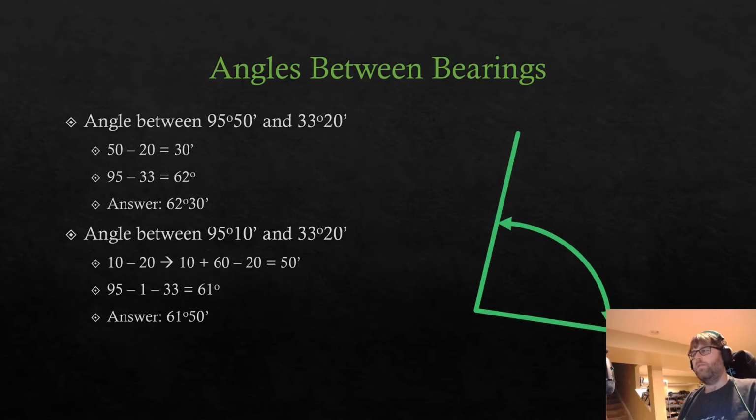The issue is sort of like time or subtracting in some points where you borrow from a certain place. So say you were given the angle between 95 degrees 10 minutes and 33 degrees 20 minutes. When we do the 10 minus 20, that's going to end up as a negative number. So we have to borrow 60 minutes from the degrees. So we're going to be left with 10 plus 60, because we borrowed that degree, minus 20. So we have 50 minutes. And then for our degrees, we have 95 minus 1, since we gave it to the minutes, minus 33. So our answer will be 61 degrees, 50 minutes.